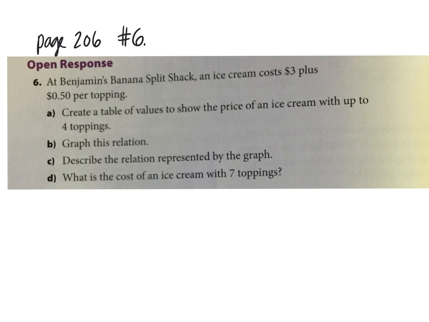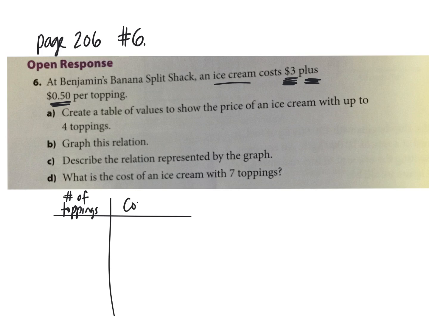Okay, so you're gonna be given a problem. In this example, it says that Benjamin's Banana Split Shack ice cream costs $3 plus 50 cents per topping. So you have to come up with a table of values where we're relating what? What are the two things that are being related? Yes, number of toppings and the cost of the ice cream.